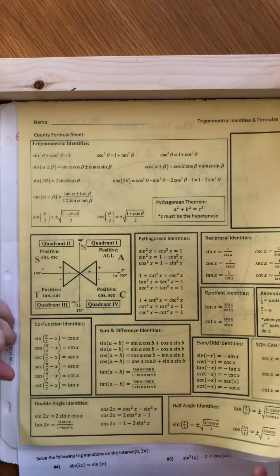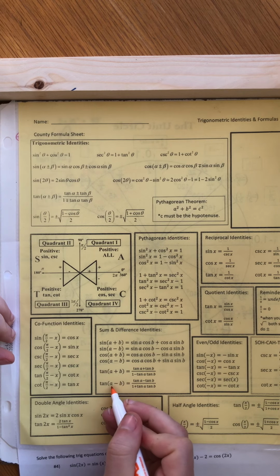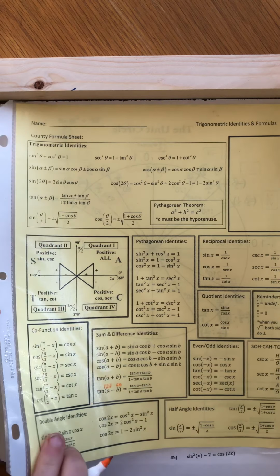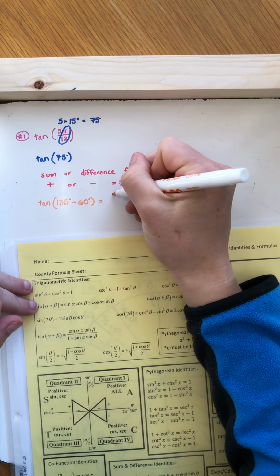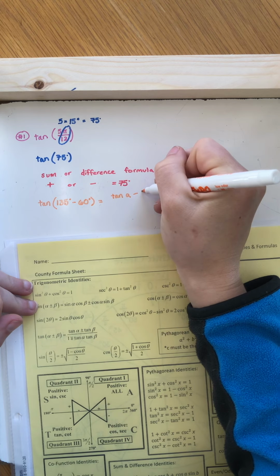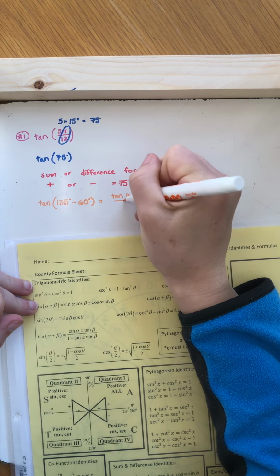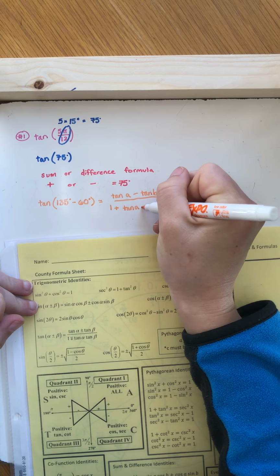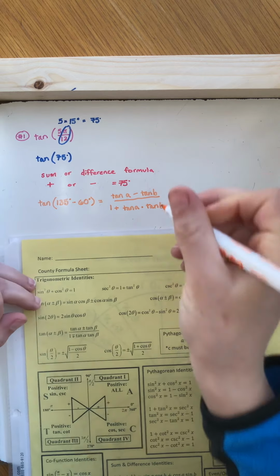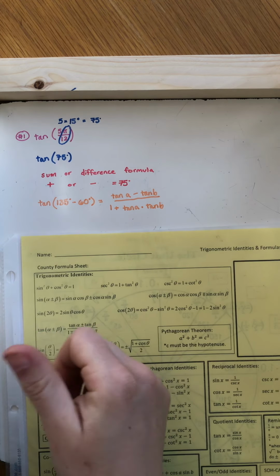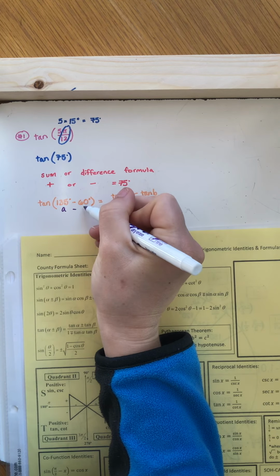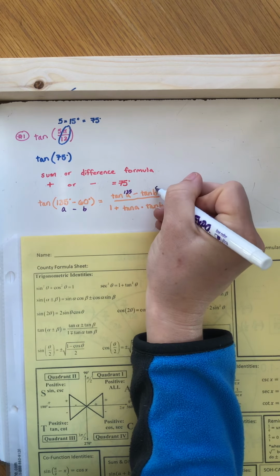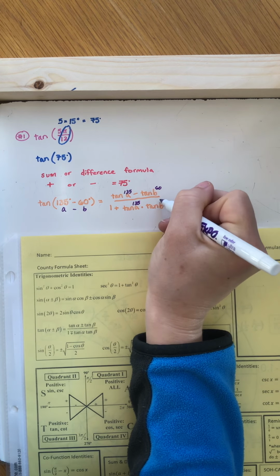So I need to look on the front here, the tangent of A minus B, because I'm doing 135 minus 60. And copy down my formula, which is the tangent of A minus the tangent of B divided by 1 plus tangent of A times tangent of B. Now remember, this was the formula for A minus B. The order does matter for subtraction, so all my A's are going to be 135, and my B's are going to be 60.